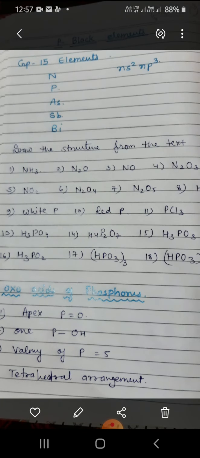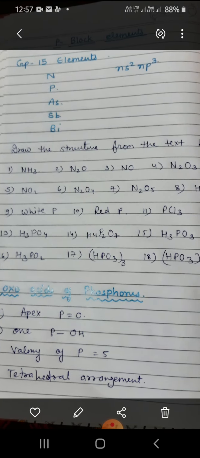And the fourth point is that there will be a tetrahedral arrangement of the molecules. So you know very well what a tetrahedral arrangement is. So accordingly you can draw the structure. So let us draw the structure.